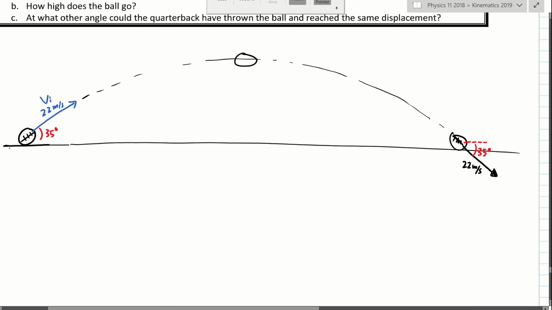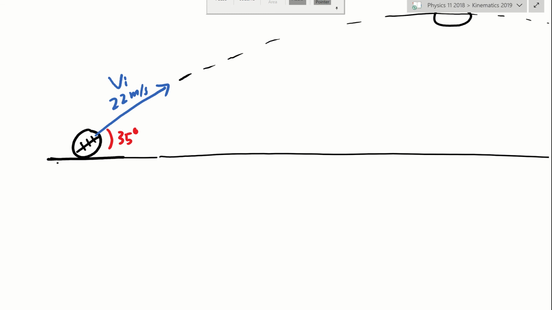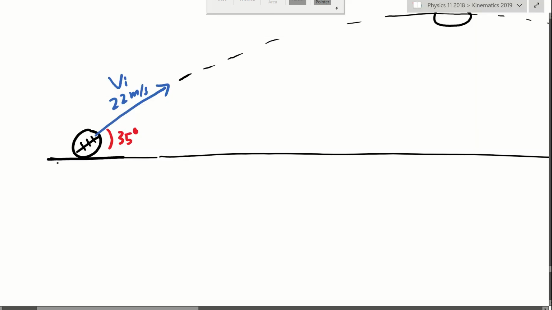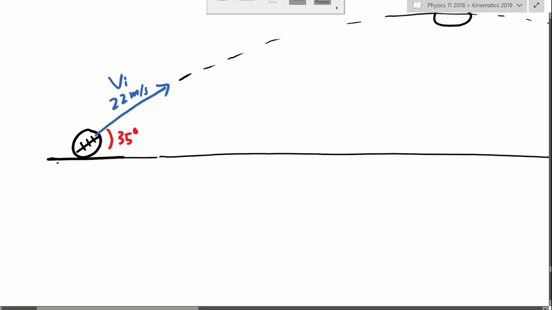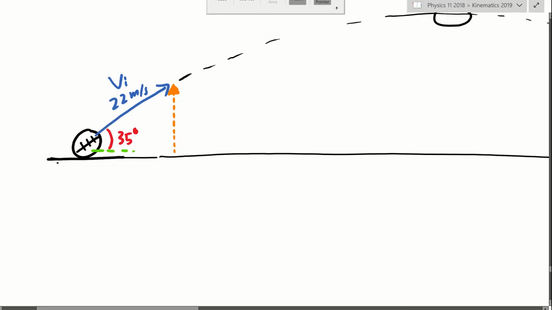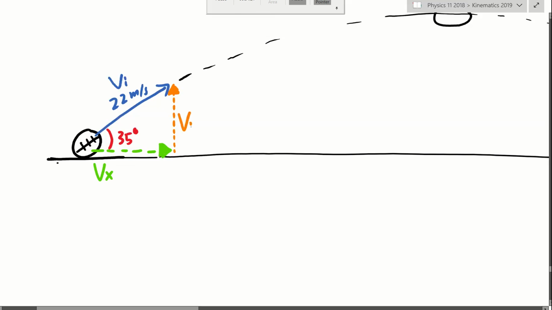Now, what else can we tell about this? Well, number one, let's break it into components. This is all I want you to learn from last day's lesson: breaking things into components. I'm going to use orange for the vertical component and green for the horizontal component. I want to pick 2 colors that stand out. The green is the Vx. The orange is the V initial Y.